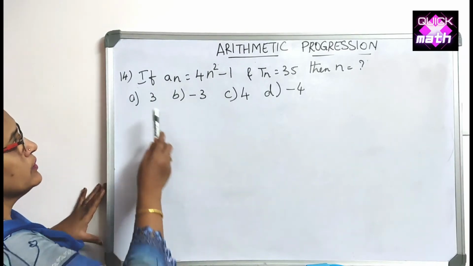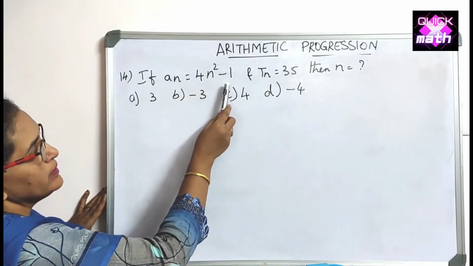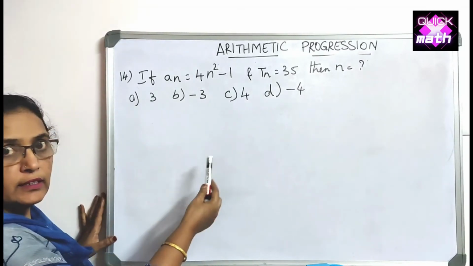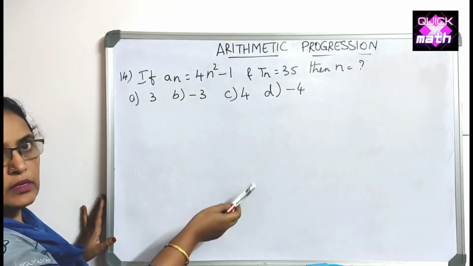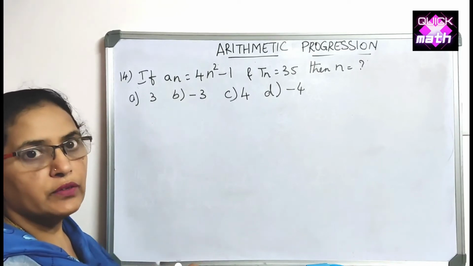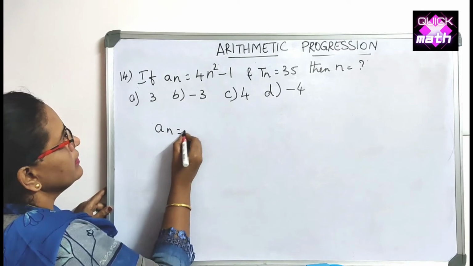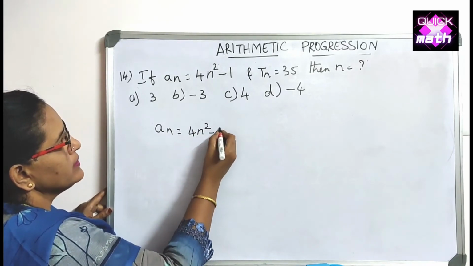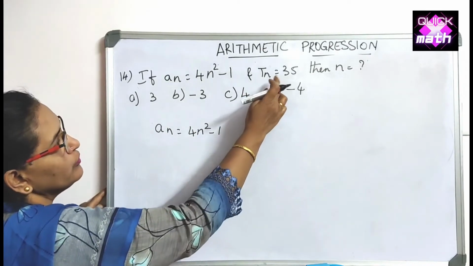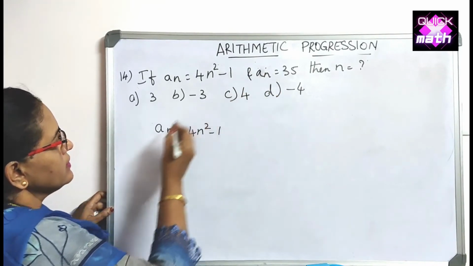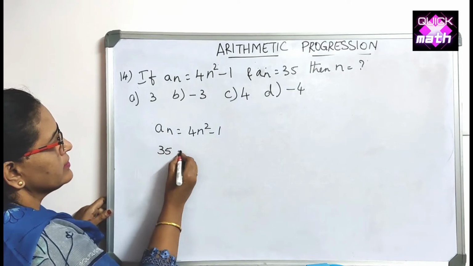Let us solve the next question. If an is equal to 4n square minus 1 and tn is equal to 35, then n is what? From now on we are starting with little bigger sums, different from the previous questions. The given equation is an equals 4n square minus 1, and the value of an is given. tn is nothing but an, and an is 35. So we can write an as 35.